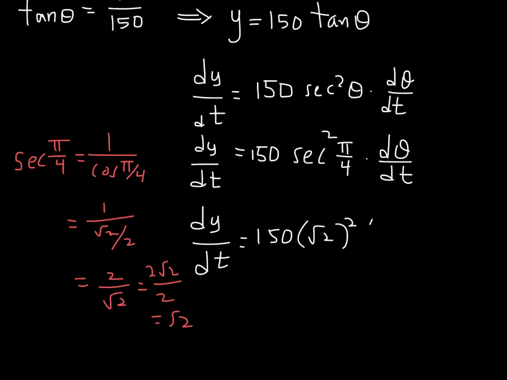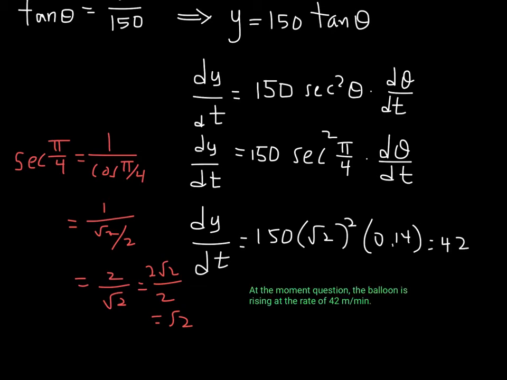And then don't forget that d theta/dt is 0.14. That was given. So all of this is equal to 150 times 2, that's 300. 300 times 0.14 is 42. All right, got it. So let's answer the question. This represents 42 meters per minute. This is the rate at which the balloon is rising at this moment in time. Isn't that great?